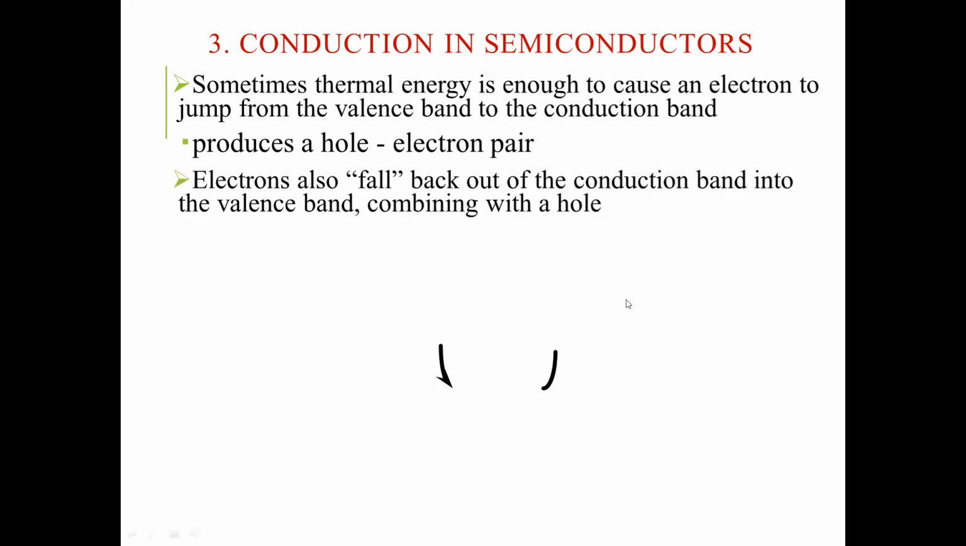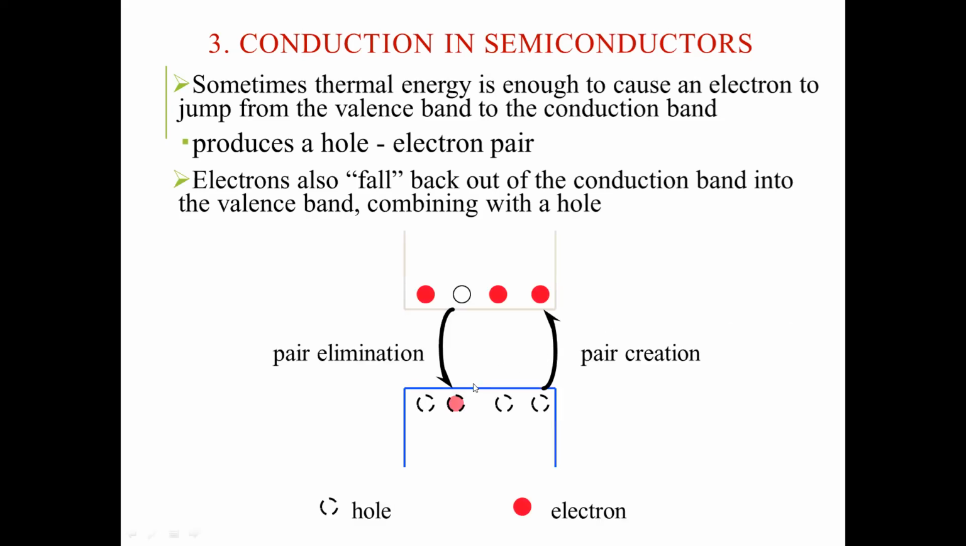Electrons fall back out of the conduction band into the valence band, combining with a hole. So when an electron jumps to the conduction band, it leaves a hole behind, so we have an electron and a hole. That's our electron hole pair. When it falls back by losing energy, it recombines and then the hole is destroyed, right?